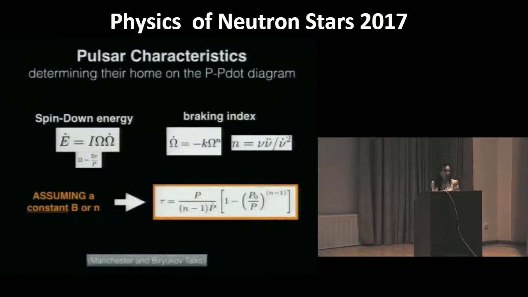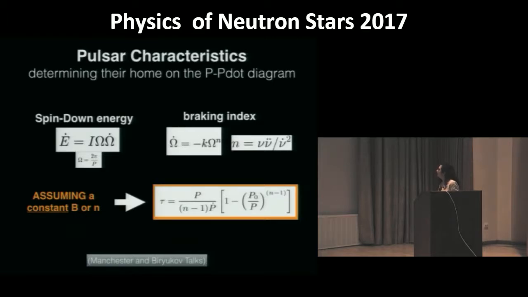So going back to pulsar 101 characteristics, where pulsars land on the P-Pdot diagram, as you know, is determined primarily by their period and period derivative, which gives us the rotational energy loss, Edot. And if we have a measurement of P double dot, then we get the measurement of the braking index n given in this formula.